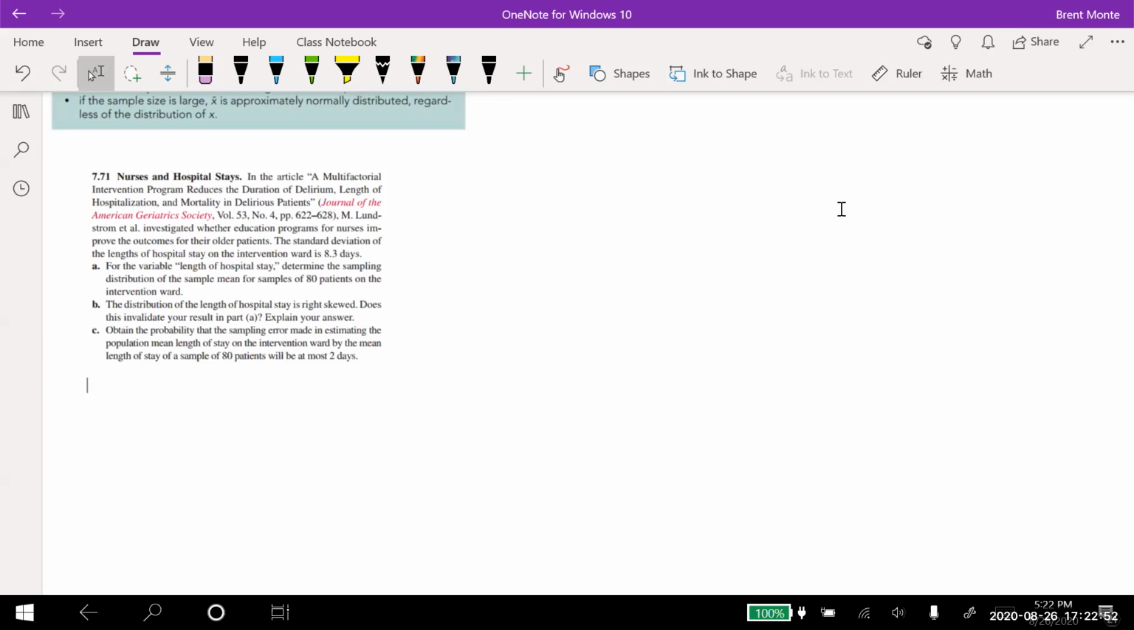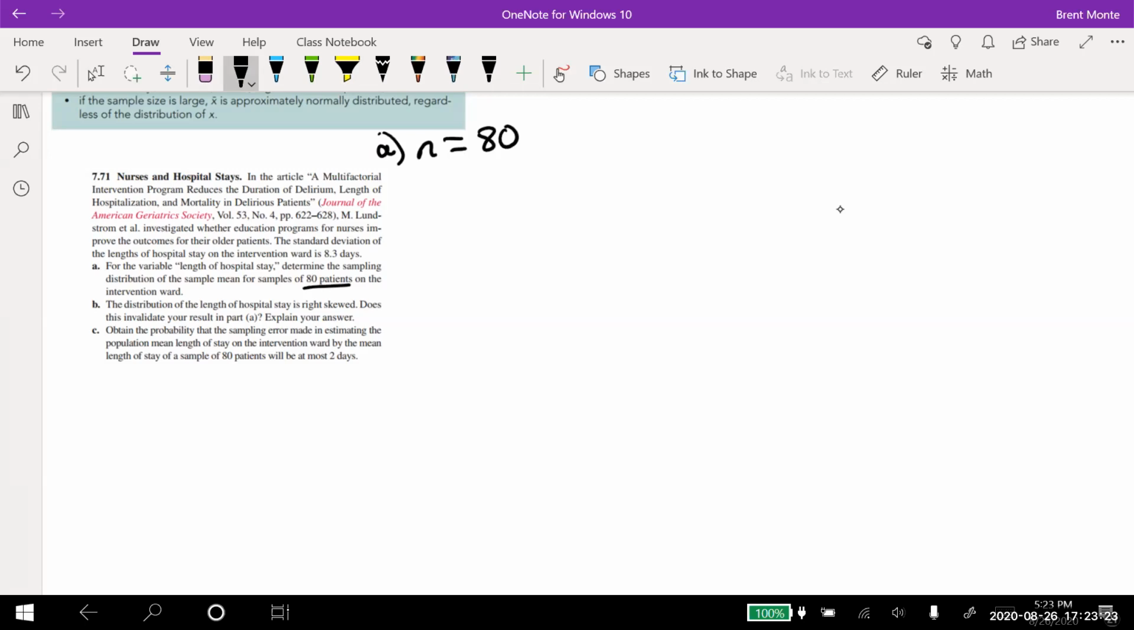M. Lundstrom et al. investigated whether education programs for nurses improve the outcomes for their older patients. The standard deviation of the length of hospital stay on the intervention ward is 8.3 days. For the variable length of hospital stay, so there's my variable, determine the sampling distribution of the sample mean for samples of 80 patients. Okay, here's what we noticed. There's 80 patients, n equals 80. This is part A. Since n equals 80, what do we know?